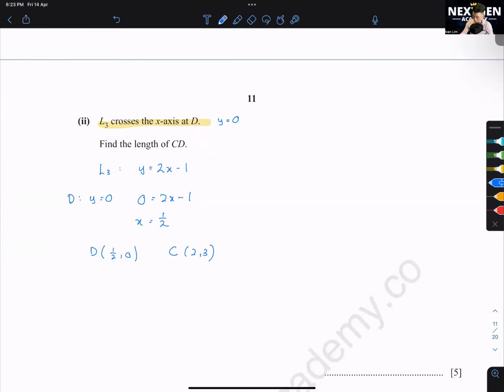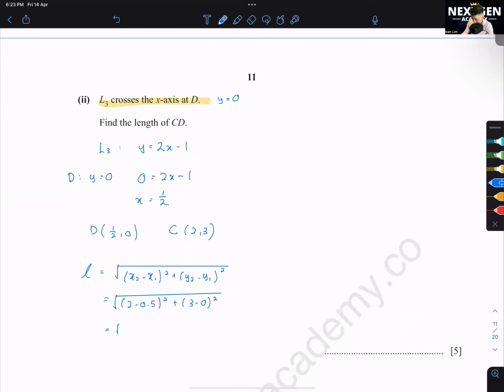Therefore, what is my length formula? Make sure you all memorize it. Length is derived from Pythagoras theorem. I mentioned this many times already. Square root of (x2 minus x1) squared plus (y2 minus y1) squared. I'll change the 1 over 2 to 0.5. So (2 minus 0.5) squared plus (3 minus 0) squared. You'll get square root of 11.25, which will be 3.35 when you round it up.